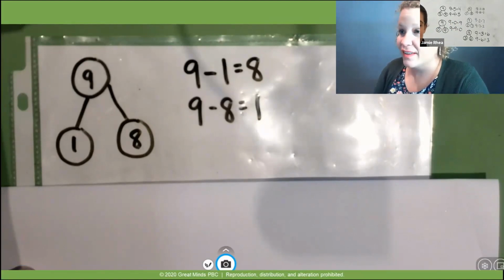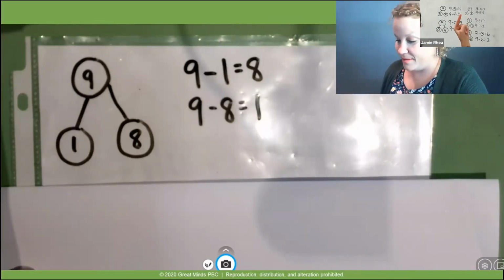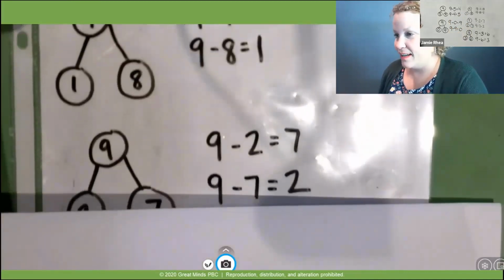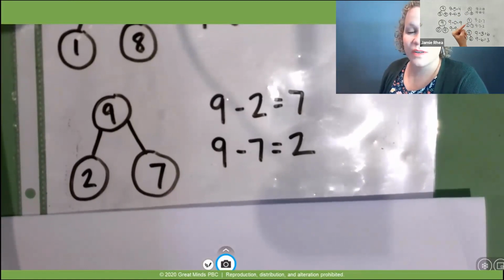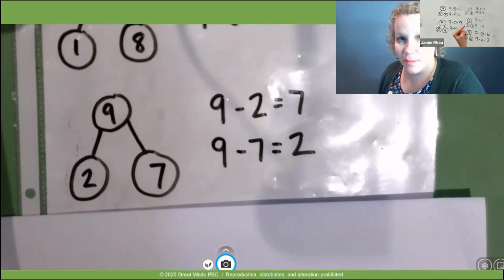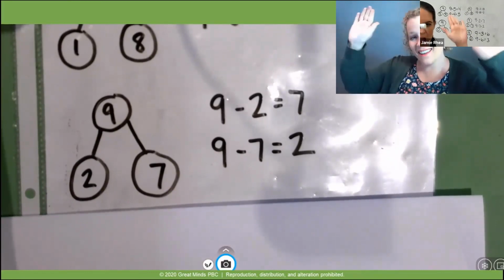We started with 9 as the whole and 1 and 8 as the parts. 9 minus 1 equals 8, and 9 minus 8 equals 1. The next one I did was 9 as the total and 2 and 7 as the parts. 9 minus 2 equals 7, and 9 minus 7 equals 2. If you got that one, say, I got it.